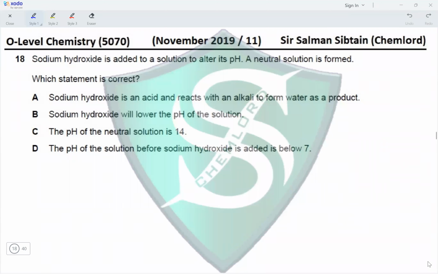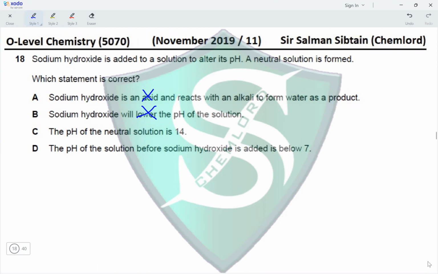Question 18. Sodium hydroxide is added to a solution to alter its pH. A neutral solution is formed. Which statement is correct? Sodium hydroxide is an acid and reacts with an alkali to form water as a product. No, it is a base. Sodium hydroxide will lower the pH of the solution. No, it will increase the pH of the solution because it is a base.